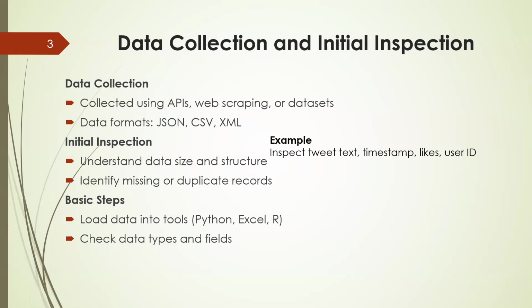What is a basic step? Load the data into tools, either Python, Excel or R, and check data types and fields. R is one of the programming languages that supports this type of data collection and inspection. For example, using the Twitter API, we can find out what tweets were posted on a particular day, which tweets come under the top hashtag. Then timestamps. Timestamps are very important.